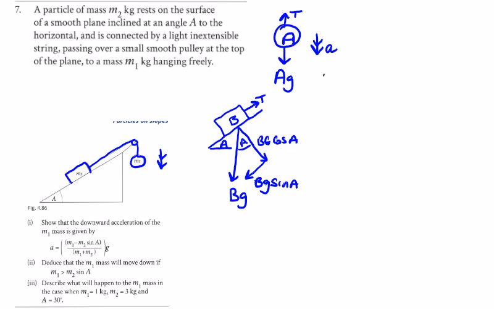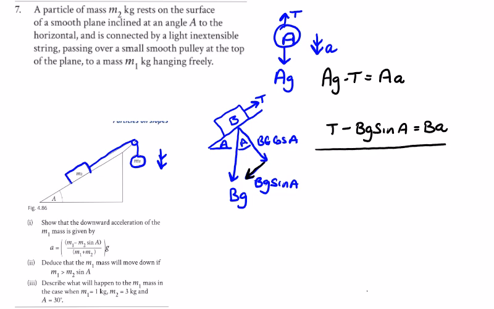So we have downward, so AG minus T is equal to MA, so that's A times a. And for this diagram, it's moving up. So we have T minus, what's opposing it? This Bg sine A. T minus Bg sine A is equal to MA, so that's B times a.